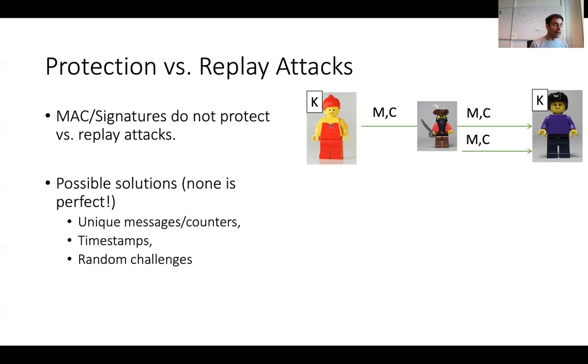Another solution instead of counters is to use timestamps. This also makes the message unique, but instead of using counters, you can use time. So every time you send a message, you also send the time together with it. Let's assume that you send the time which is so precise that you never send more than a message with the same time. So maybe your time precision goes down to milliseconds, and you never send more than a message per millisecond.